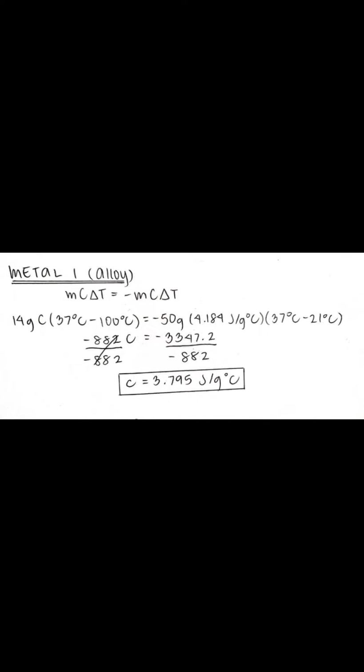equals negative 50 grams of our water in the calorimeter, in the quantity of 4.184 joules per gram degrees Celsius for the specific heat of the water, and the quantity of 37 degrees minus 21 degrees. And the 21 is our normal temperature of the water. So let's try to solve it.